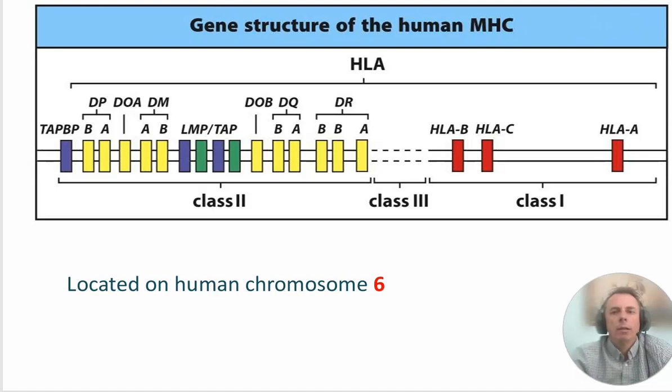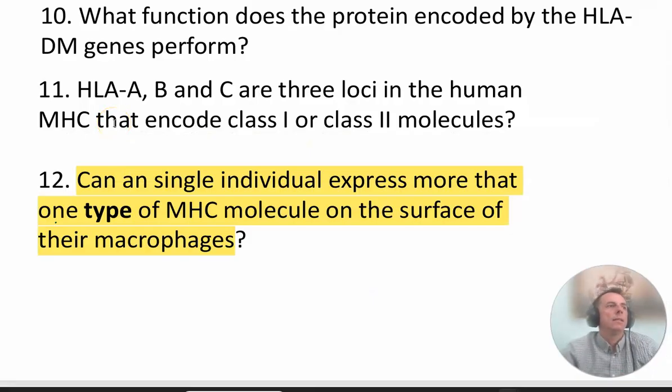Welcome everyone. In this video we focus on MHC class 1 and class 2 molecules in humans, and these, as you probably know, are called in humans specifically HLA class 1 and HLA class 2, human leukocyte antigens. Here's the question: can a single individual express more than one type of MHC molecule on the surface of the macrophages?